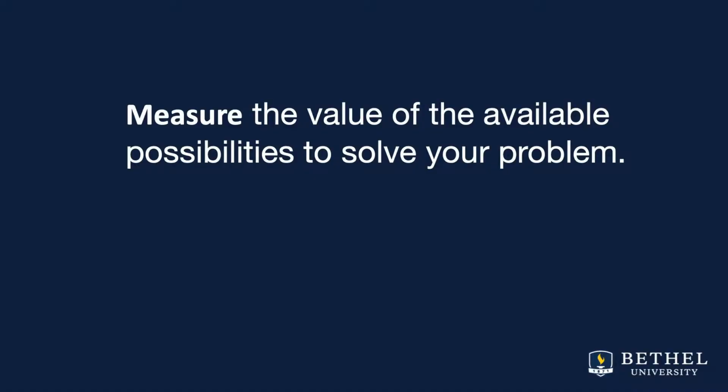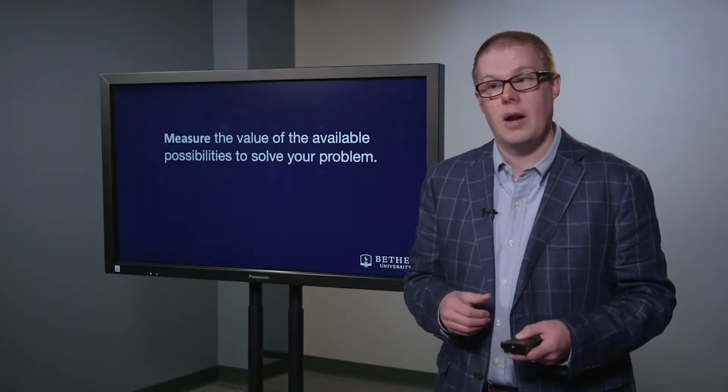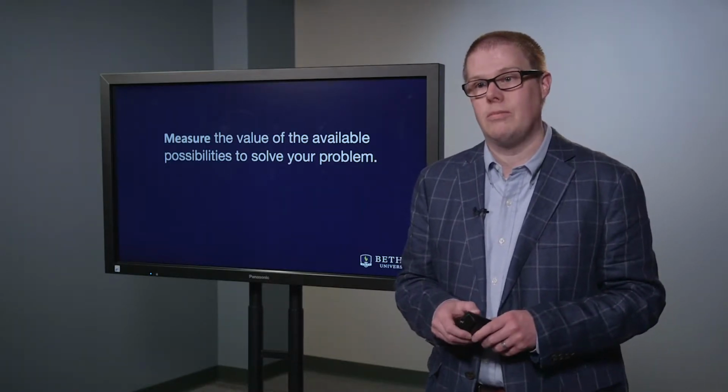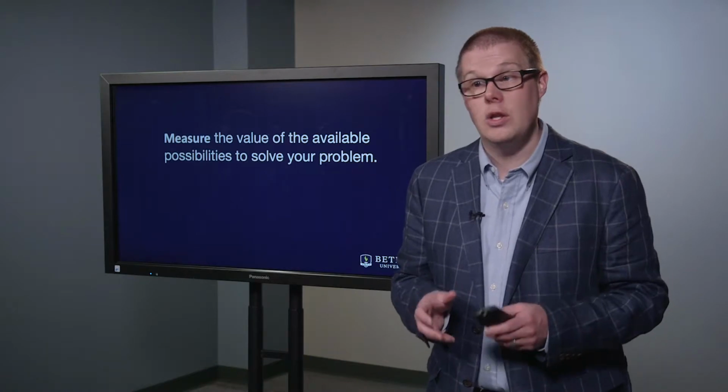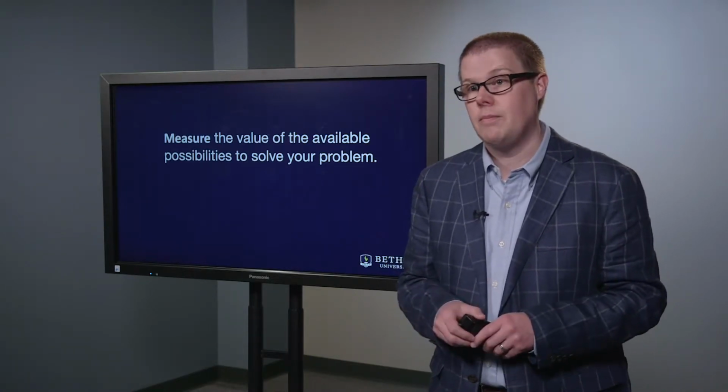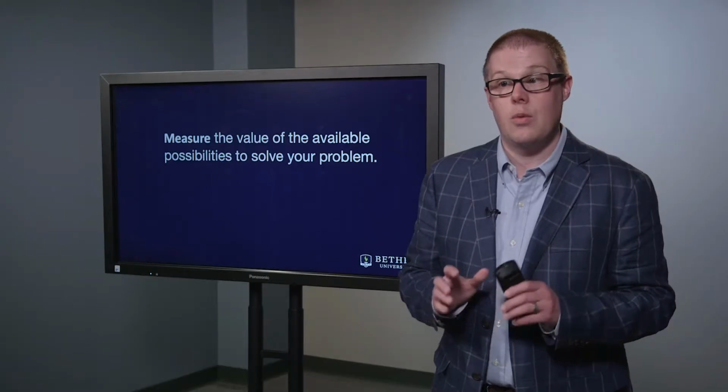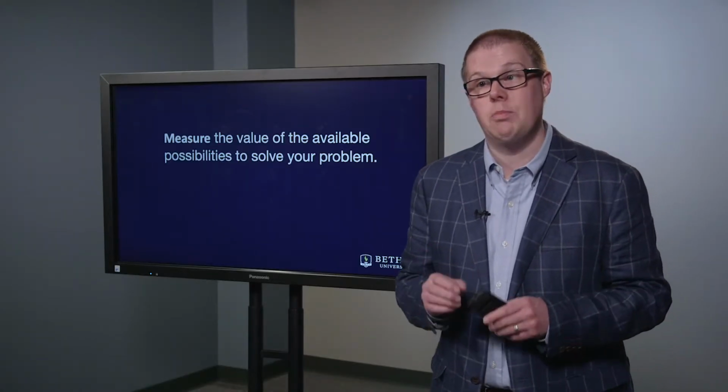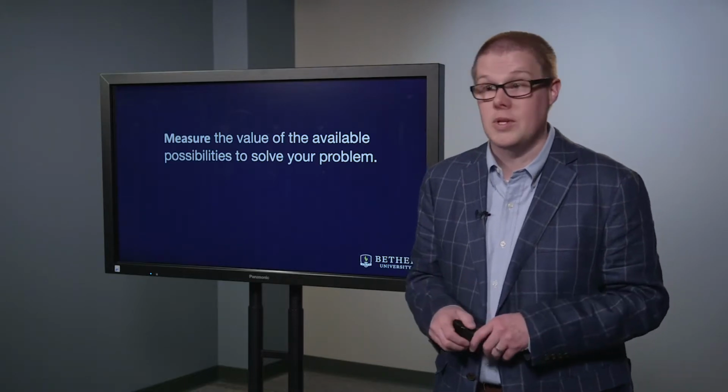Rate your alternatives. Measure the value of the available possibilities to solve your problem. How will your alternatives compare to one another, and which one will stand out? Develop some criteria you can use to assess the merits of each one. Evaluation criteria are the variables that drive your decisions. Weigh your criteria, consider all its dimensions as you evaluate alternatives, and rate alternatives by ranking each based on the criteria and the weight you assigned.